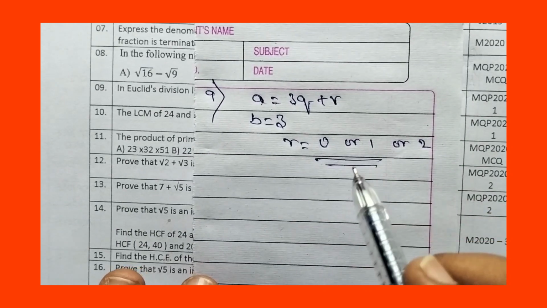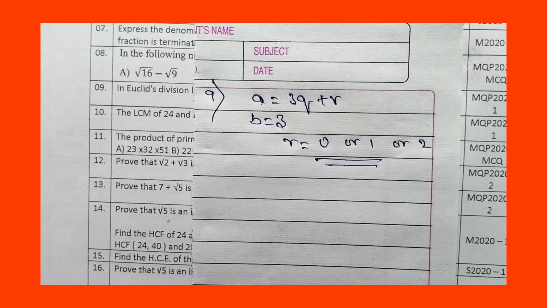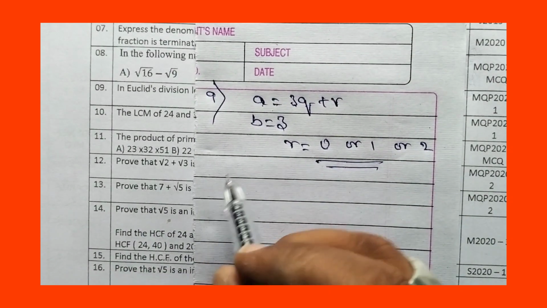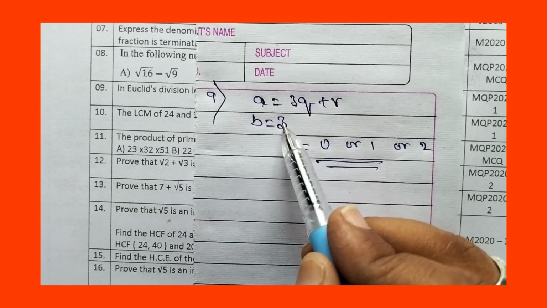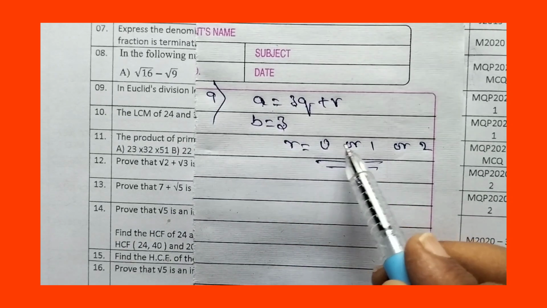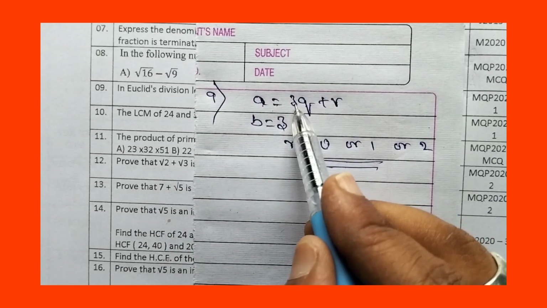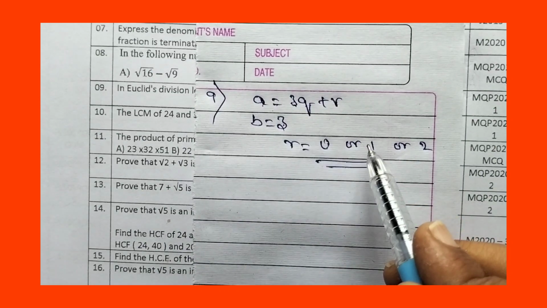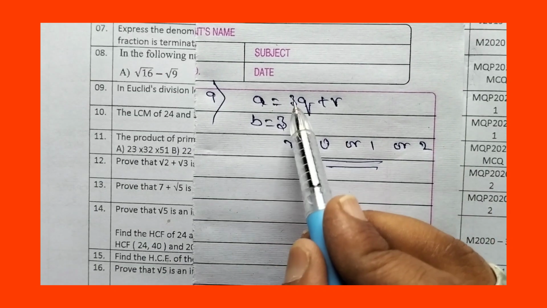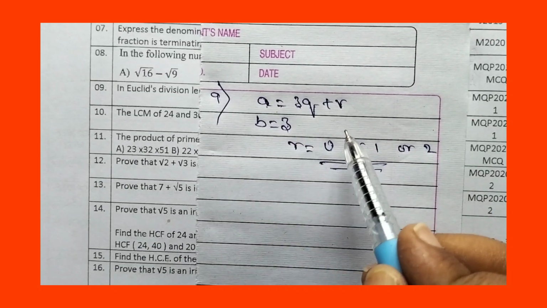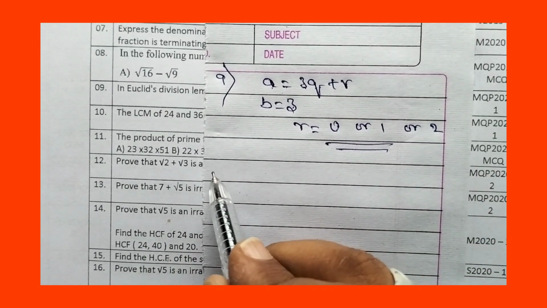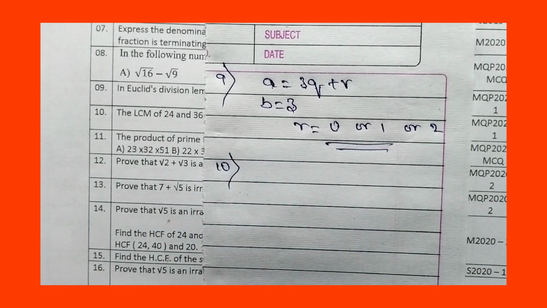So either 0, either 1, either 2, that is the remainder. So we have to look at the divisor. Since the divisor is 3, the remainder will be either 0, either 1, or either 2. If it is 4q plus r, the remainder may be 0 or 1 or 2 or 3. If it is 2q, the remainder will be either 0 or 1. So like this we have to answer the 9th question.